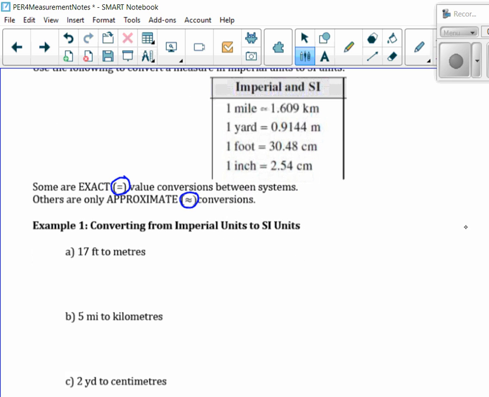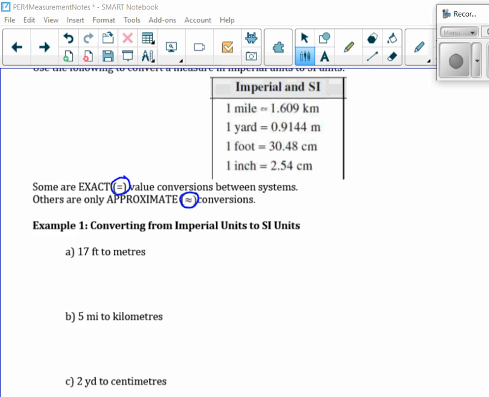Okay, so here are some conversions for yourself. 1 mile is 1.609 kilometers. 1 yard is 0.9144 meters. 1 foot is 30.48 centimeters. 1 inch is 2.54 centimeters. This is on your formula sheet, so you're not expected to memorize this. Maybe you want to memorize it just to have it as common knowledge, but you don't need to.